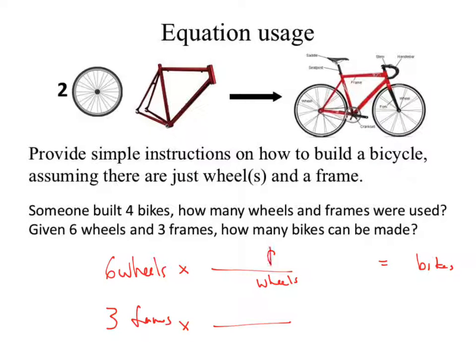I want to get rid of wheels, and what do I want? Bikes. Sorry, I should say bikes. Did I write bikes? I did. 1 bike per 2 wheels. And I get 3 bikes. In the other case, what happens? Frames to bikes, 1 to 1, I get 3 bikes. Either way we look at it, we still get 3 bikes. So it's taking advantage of the equation and allowing us to do those conversions to set it up.